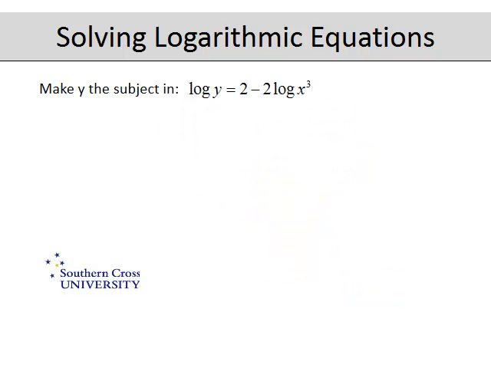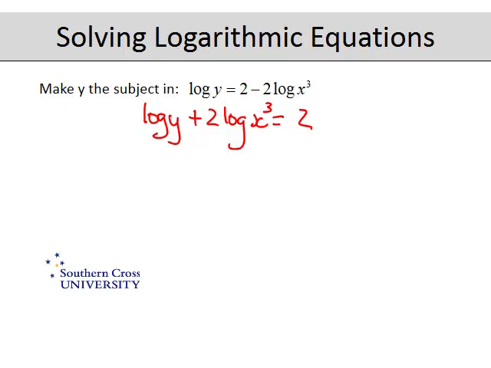And this is the last in this video. This time we need to make y the subject, and we've got log y equals 2 subtract 2 log x cubed. So what we're going to do is rearrange this to get our log terms on one side and our number term on the other, and then we're going to use the definition of a log. So this becomes log y plus 2 log x cubed, that's when we add that to both sides, equals 2.